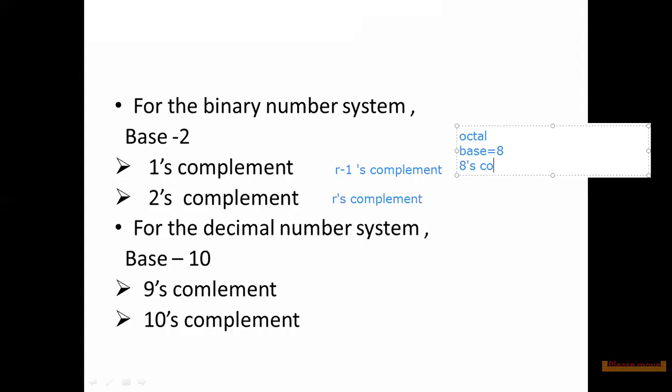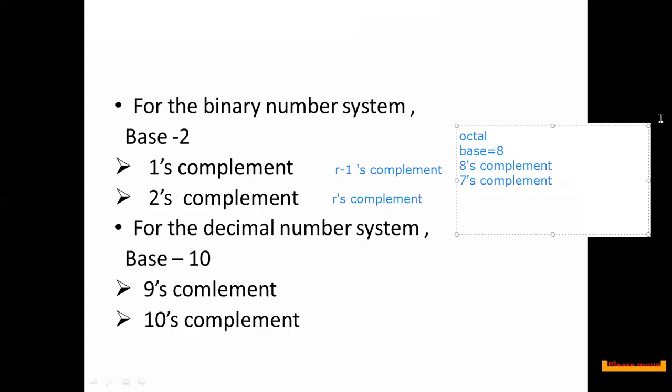8's complement. R minus 1 means 8 minus 1, that is 7's complement. So 8's complement and 7's complement for the octal number system.